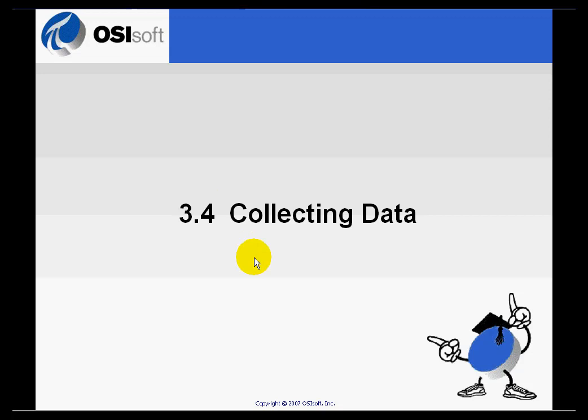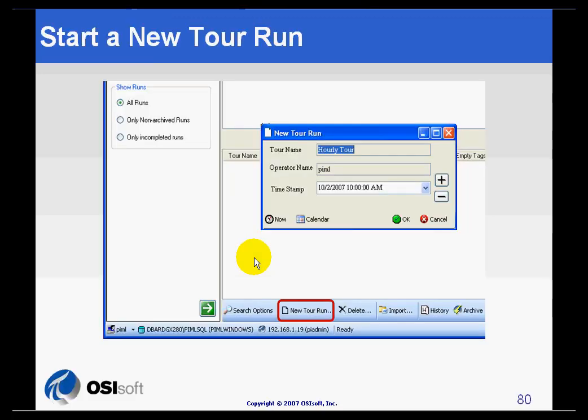Collecting data in manual logger is simple. We have already seen several examples. Under the new tool run, we can start a new data collection process. Before we actually start collecting data for the tool run, we can edit the timestamp or the time under which the data will be saved if that option was selected when the tool was created.